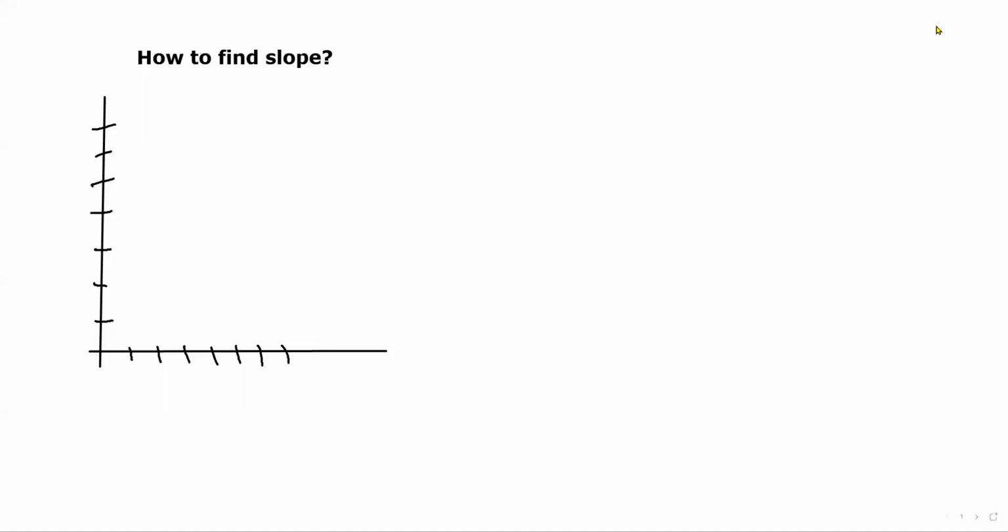In this video, we're going to learn how to find slope. First of all, how many points do we need to make a line? 2 points. So let's say we have 2 points here. So let's say we have the point 2, 3, and 4, 7, which is up here.